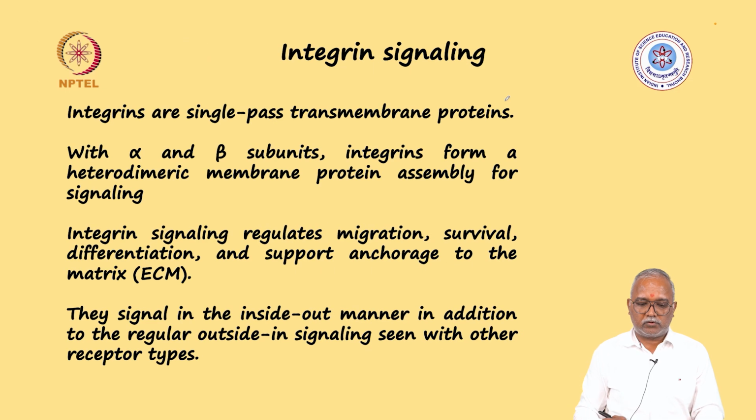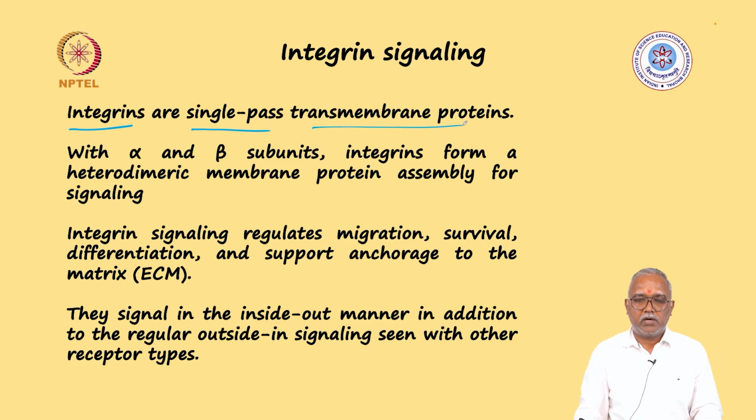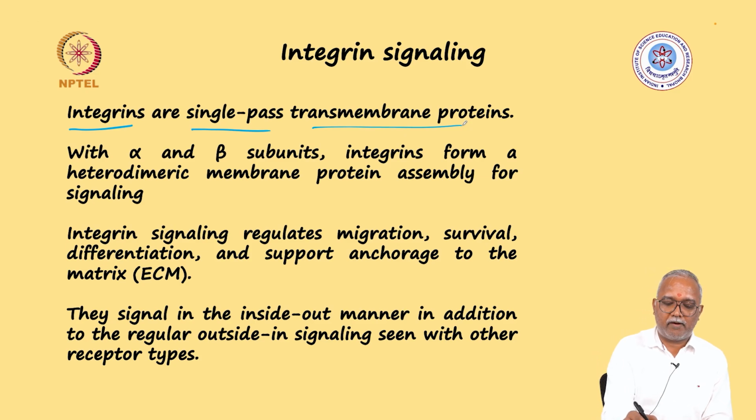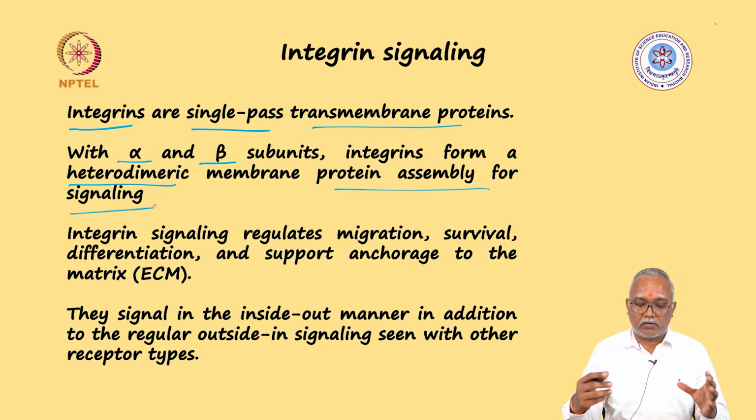So if you think about integrin signaling, integrins are single pass transmembrane proteins. In some sense integrin signaling presents a scenario where the receptor as usual is membrane bound and the ligand is somewhere in between. It is not membrane bound and it is not very free, rather it is a component of the extracellular matrix. And here you have two subunits which are called alpha and beta subunits. They form a heterodimeric assembly for activating the signaling and assembly of the entire signaling complex.